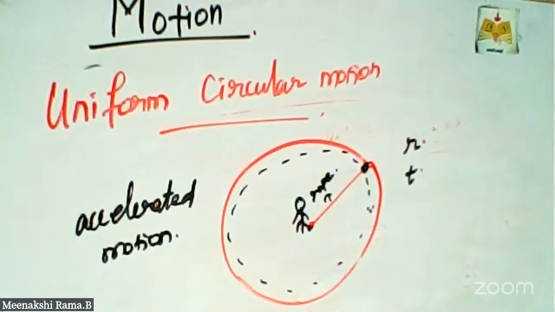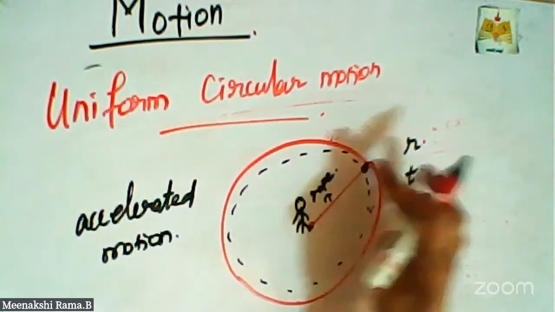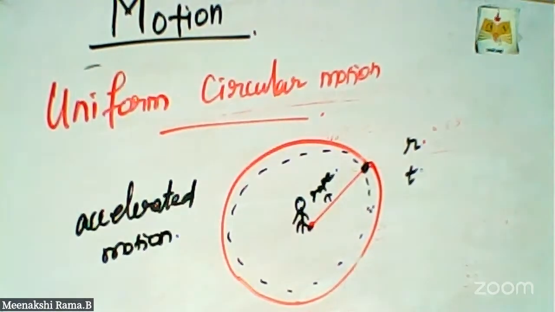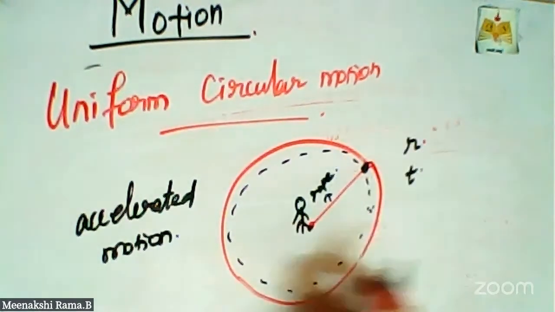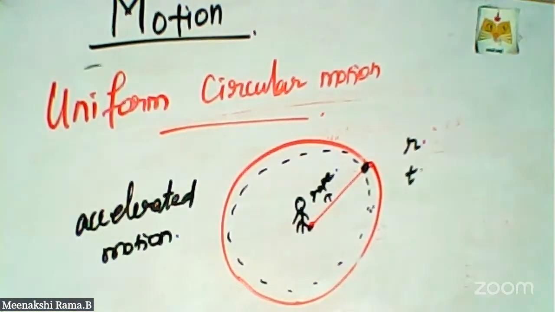So the speed of that stone is calculated by circumference over time taken. That is, the circumference formula is 2 pi r by t. In this experiment, we release the stone, and it moves along a straight path, tangential to the circular path, because once the stone is released, it continuously moves along the same path. There is no change.